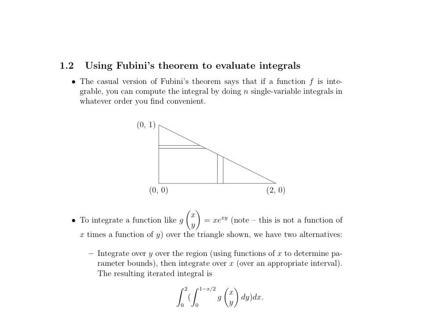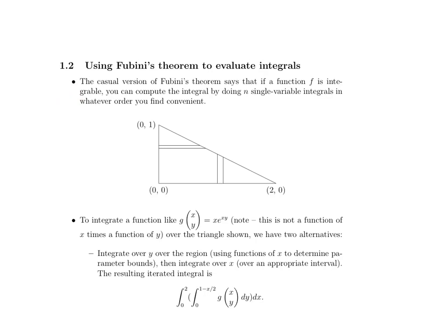Now for using Fubini's theorem. Fubini's theorem is very useful, and our first point here sort of points out what Fubini's theorem says. The casual version of Fubini's theorem says that if a function f is integrable, you can compute the integral by doing n single variable integrals in whatever order you find convenient. Now, what does that mean?